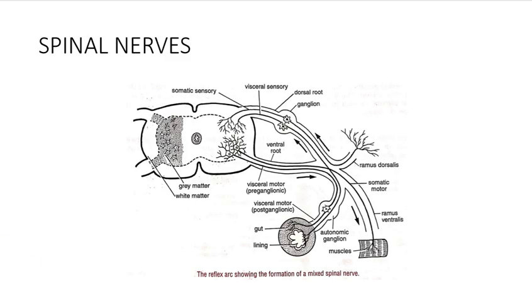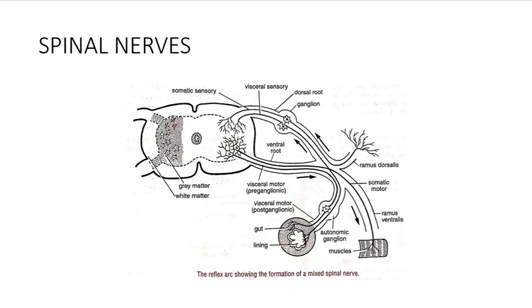Good morning, children. Let us continue with neural control and coordination. We have already done the cranial nerves, and today we begin with the spinal nerves. The nerves connected with the spinal cord are called the spinal nerves.